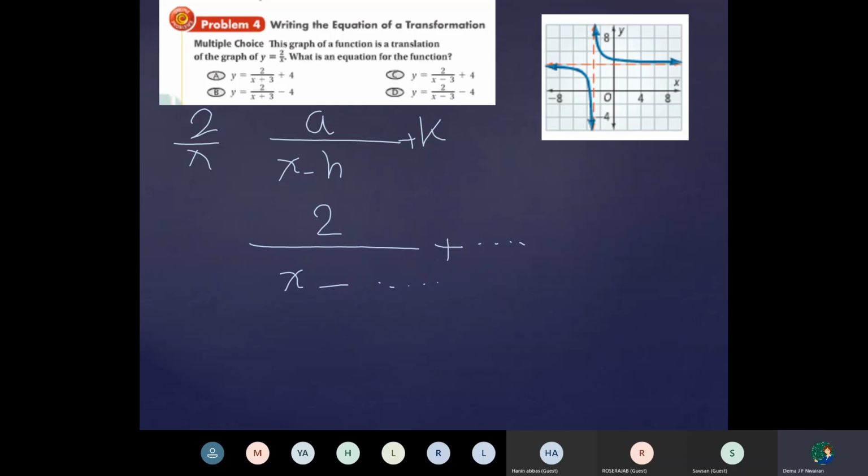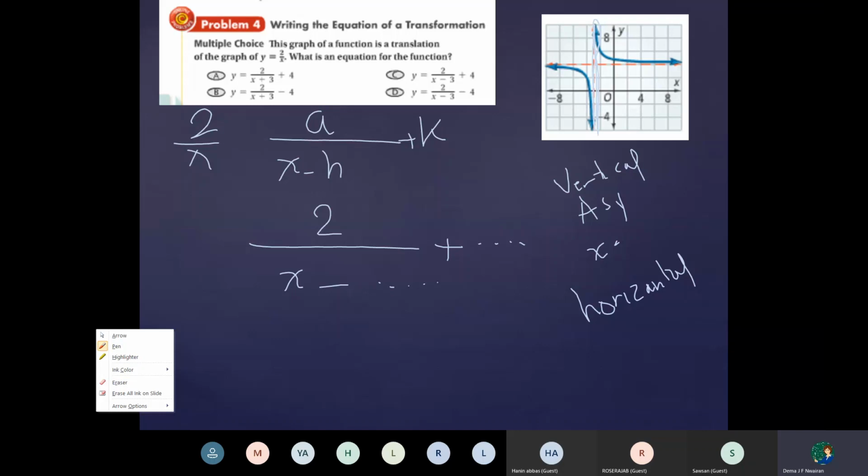Now I want to fill in what k is and what h is. Yesterday we said that I just look at the vertical asymptote and the horizontal asymptote. Where is the vertical asymptote? It is h. So what is the vertical asymptote? At x equals what? Now look here. Please wait.